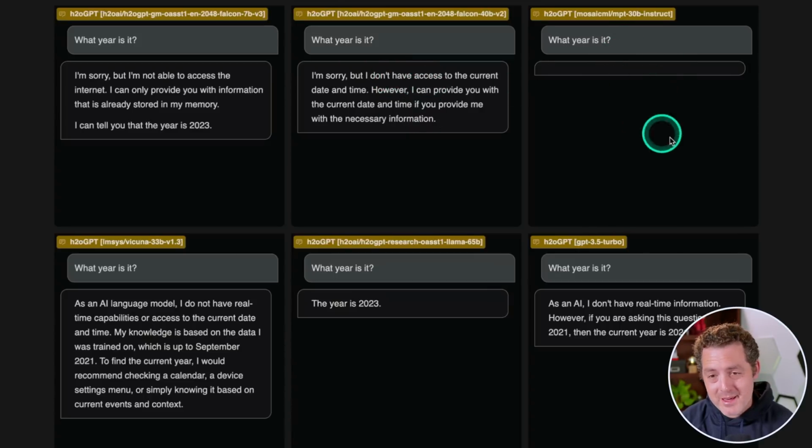MPT 30B, again, didn't output anything. Vicuna 33B, "As an AI language model, I don't have real-time capabilities or the current date. My knowledge base that I was trained on is up to September 2021. To find the current year, I would have to check a calendar."